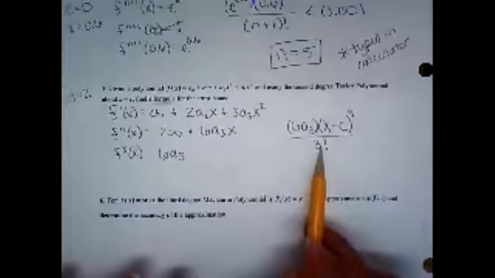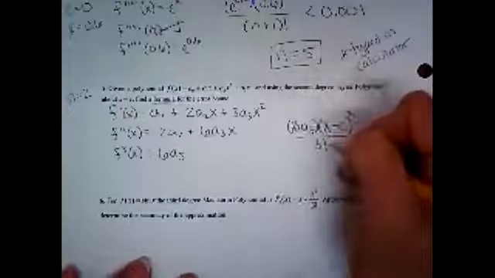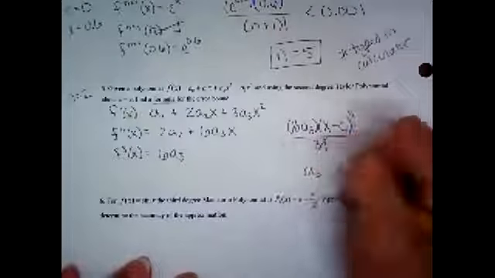What is 3 factorial though? 6. So these are going to cancel. And so this is your final answer.